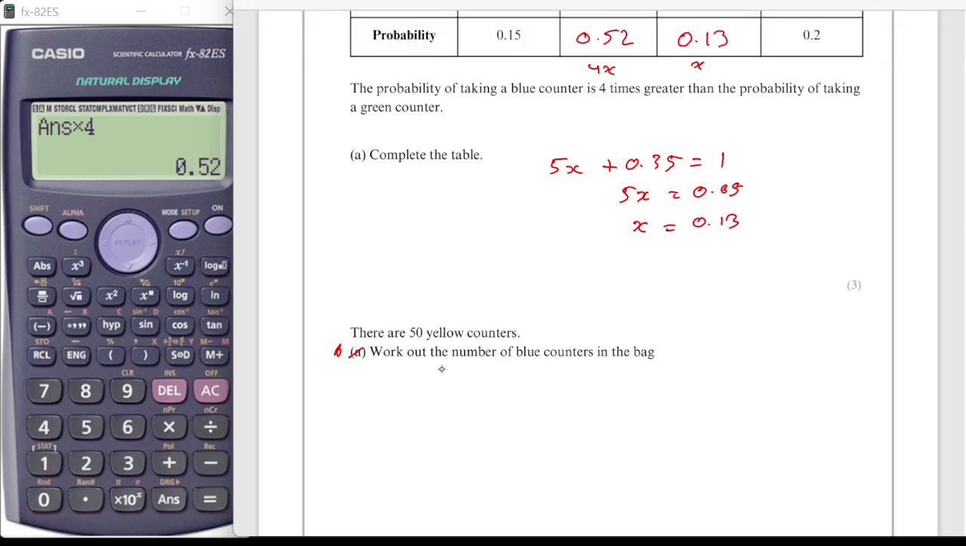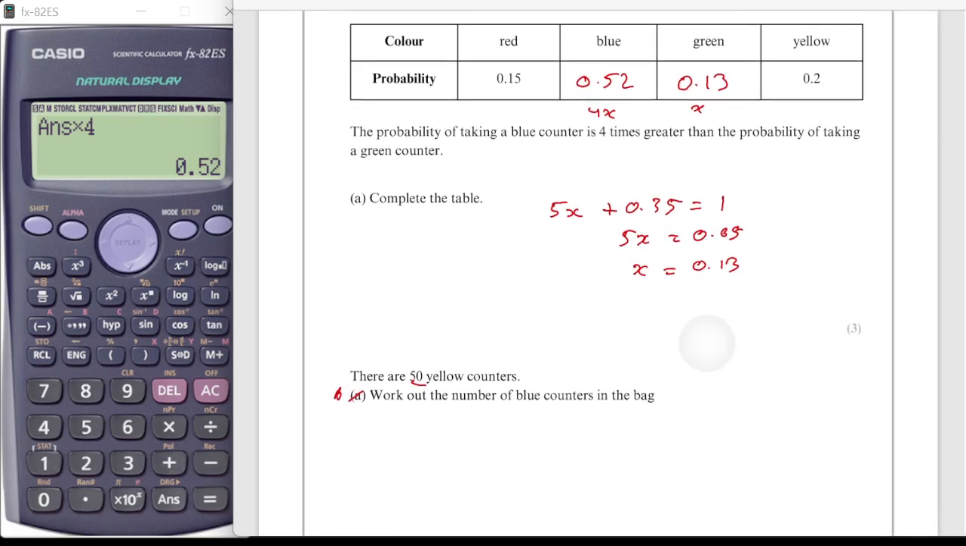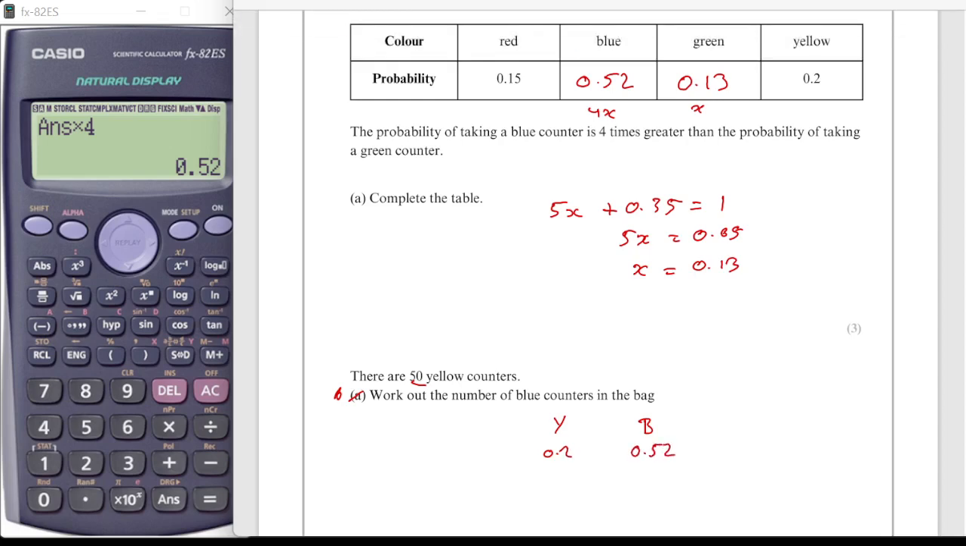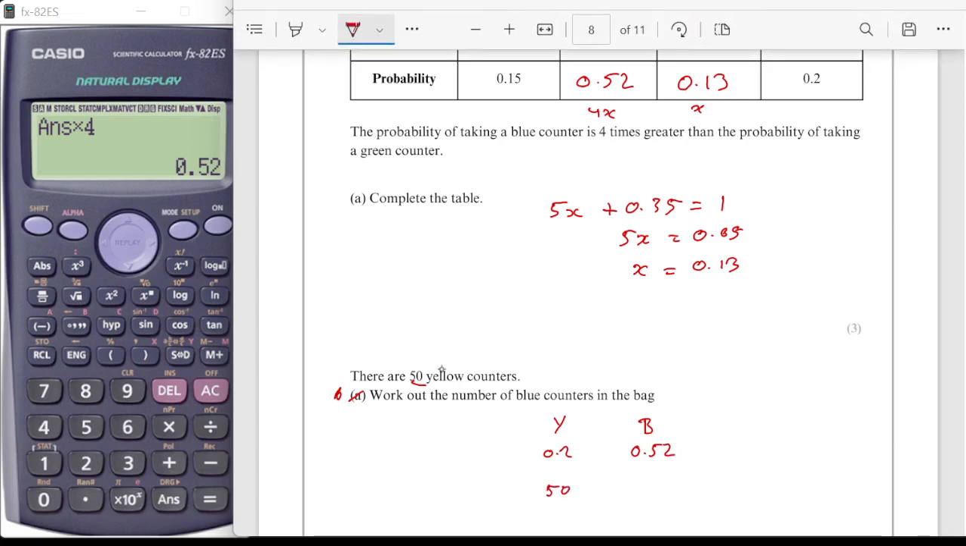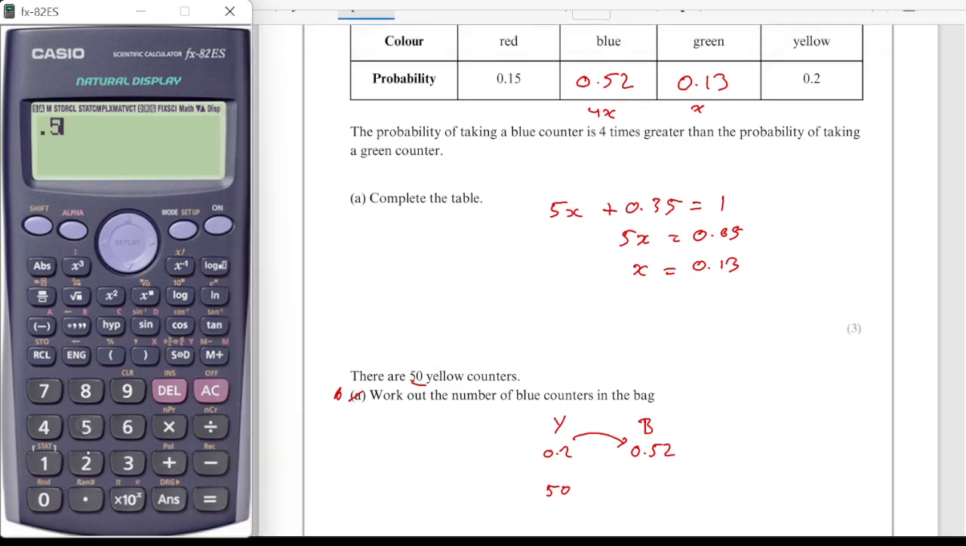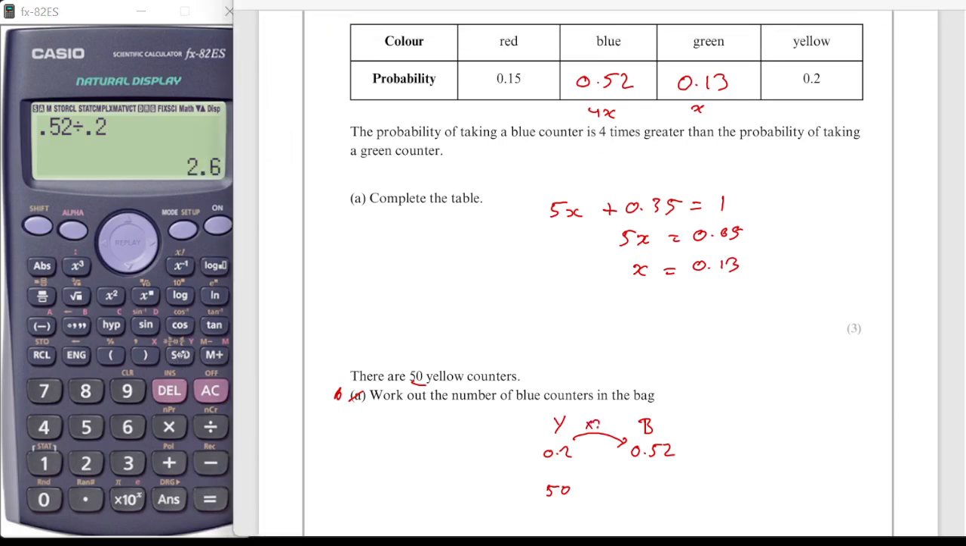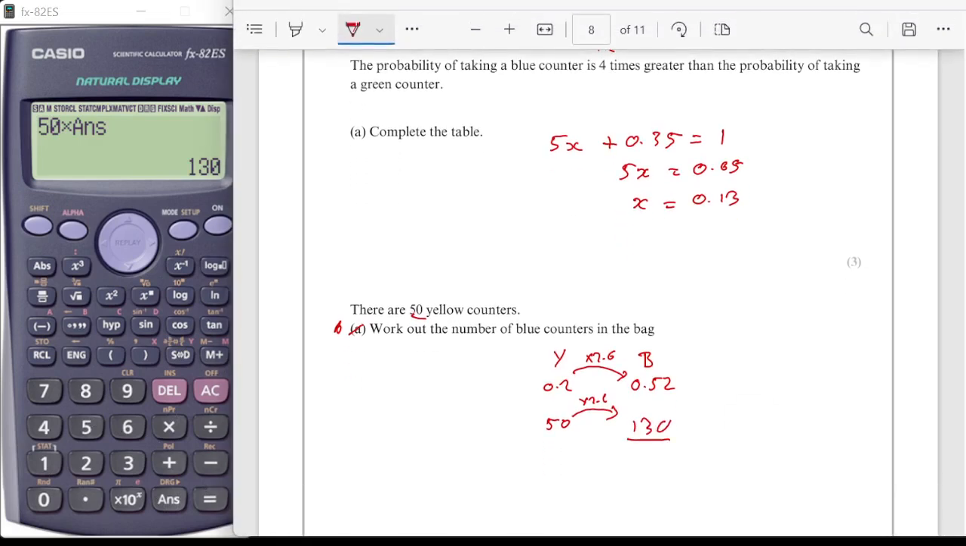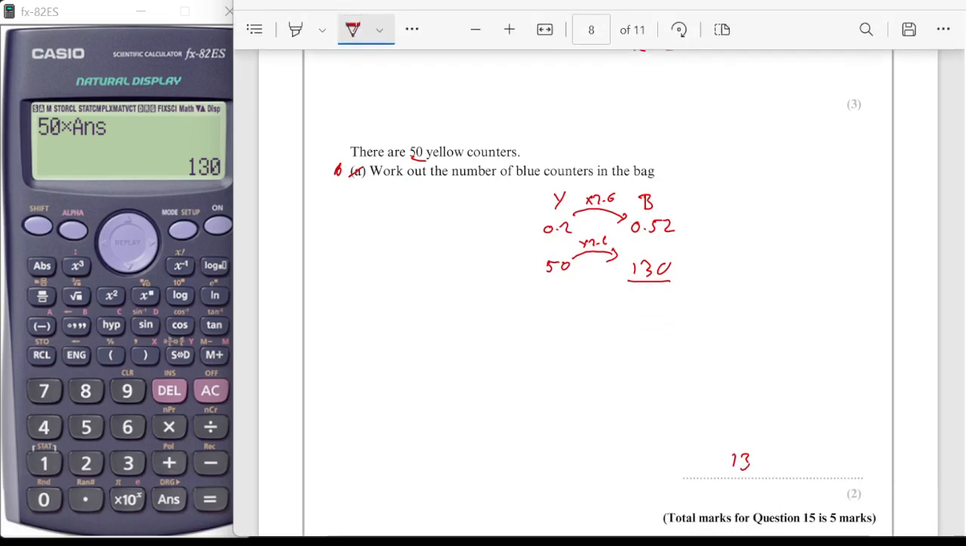Work out the number of blue counters in the bag. So if there are 50 yellow counters, we need yellow and blue. So we've got probabilities of 0.2 and 0.52, and we're told that we've got 50 yellow counters. Well, to get from there to there, I would need to do 0.52 divided by 0.2, so I'm multiplying by 2.6 there. If I multiply 50 by 2.6, that would give me 130. So 130 blue counters.